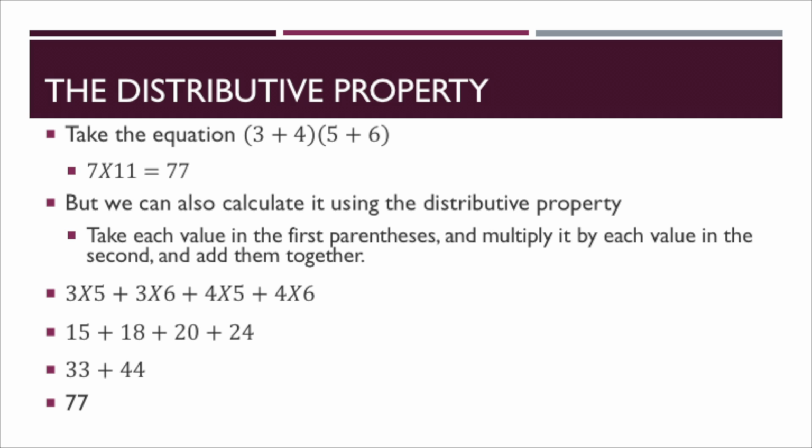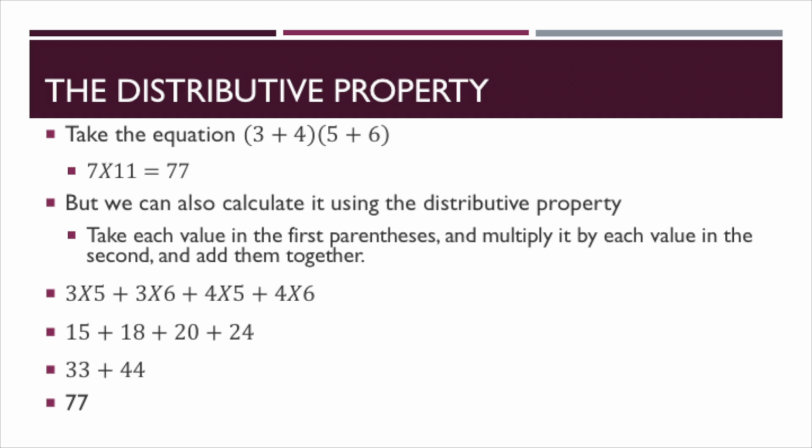When you have two items in parentheses multiplied together, like the equation (3 plus 4) times (5 plus 6), we can use what's called distributive multiplication, or the distributive property, to multiply it. Now we could just take 3 plus 4, which is 7, and 5 plus 6, which is 11, and multiply them together, and that gives us 77.